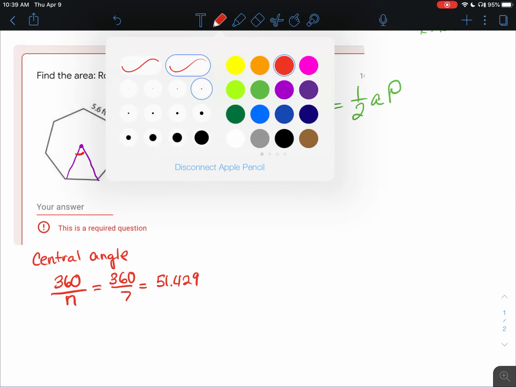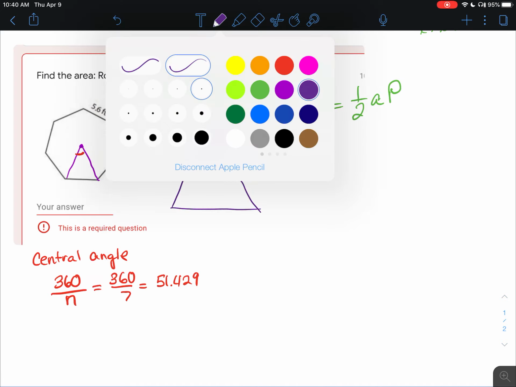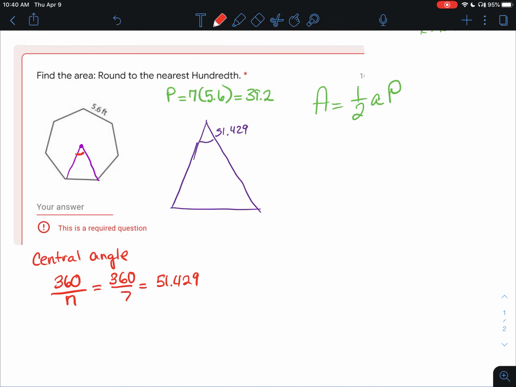All right, so let's go ahead and pull that triangle out so that we can look at it a little more clearly. See if I can draw. There we go. Now we know that this angle here is 51.429. We want to then draw our apothem, because remember our apothem is going to go straight down from that point. So here's our apothem, and that, of course, is also over here. I just had to make the triangle bigger so that I can draw and write in it.